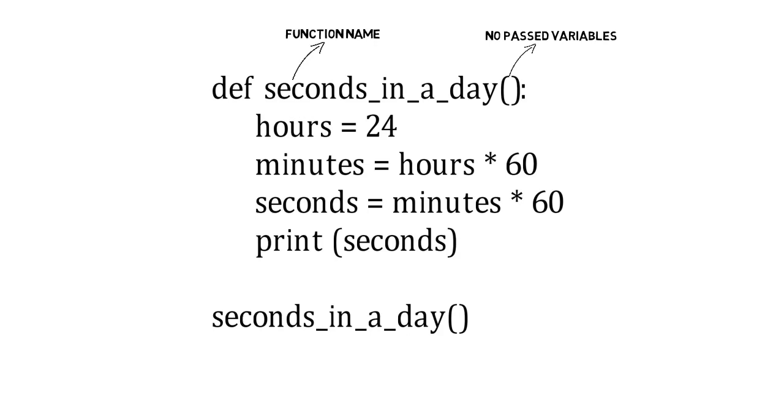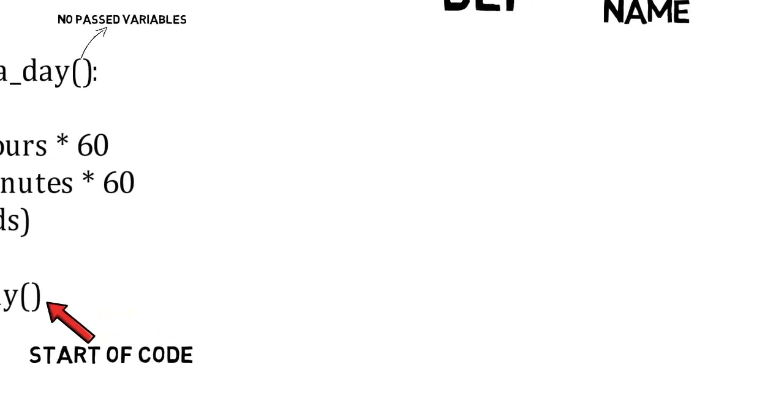Although this does say to print the number of seconds, a function is not run until it is called. On the line below that, I would have my actual program that is now calling the function seconds_in_a_day, which will run through that function and finish off by printing the number of seconds. Now, let's take a look at an example where we pass the function a variable. We're going to use a similar code to the last one, but with one small change.